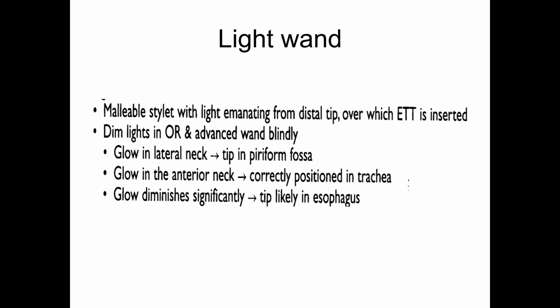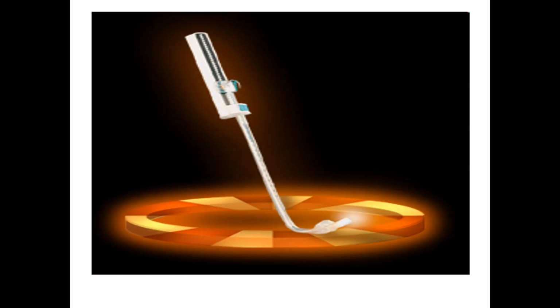If the glow is diminished or we can't see it on the neck, that means we are in the esophagus and we should take it out and try again. Light wand is an instrument for difficult airway management and it is available here in the city. This is a picture of a light wand, and as we see, the stylet has the glow at the tip. Here we slide the endotracheal tube and fix it, then we introduce it blindly inside the patient's mouth.